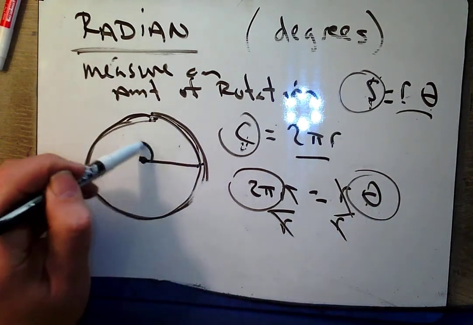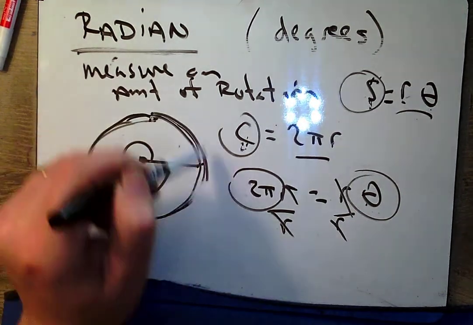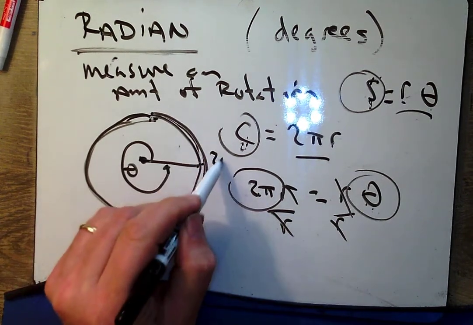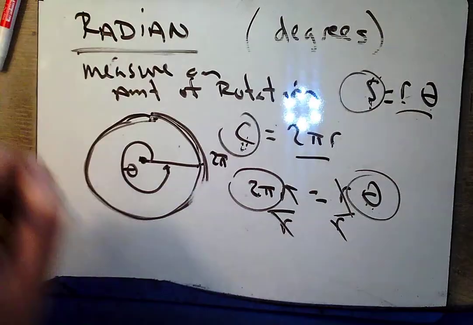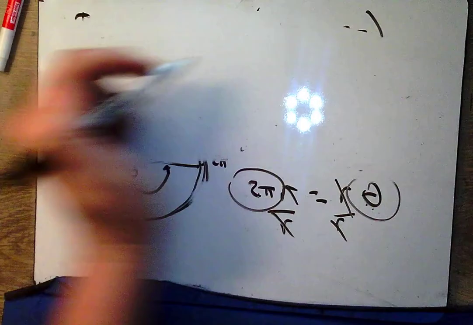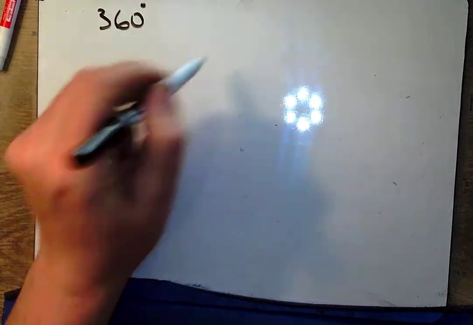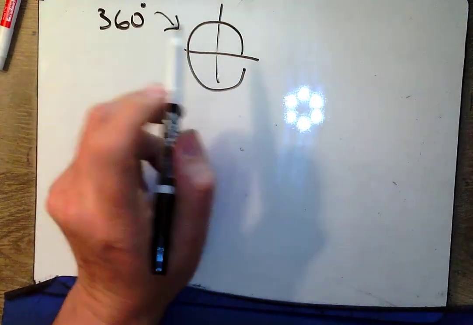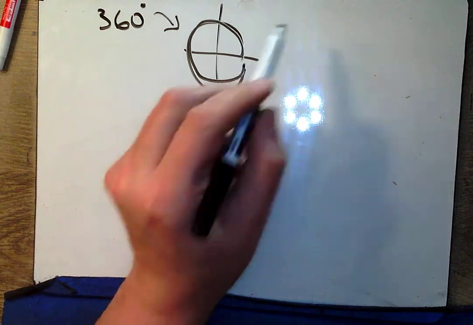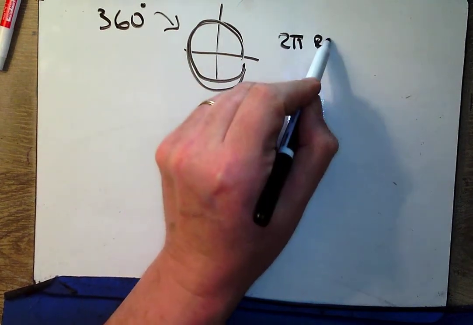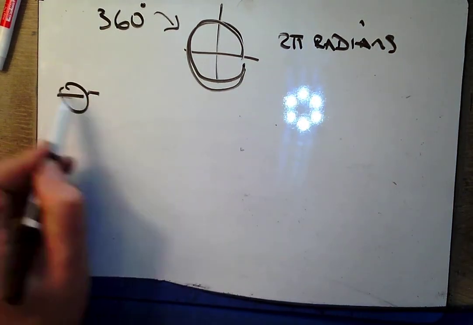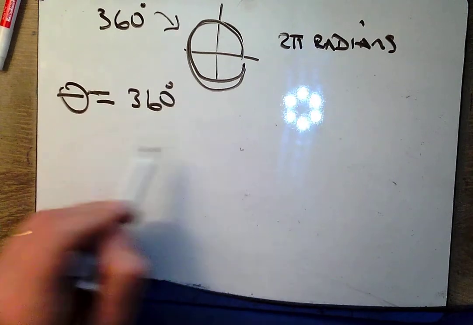My angle, if I go all the way around the circumference, my angle theta is 2 pi. So if I go all the way around the circle, before you would have said something like 360 degrees is once around a circle. Yeah, 360 degrees. But now what we're saying is once around the circle is 2 pi radians. Oh, by the way, theta equals 360 degrees.